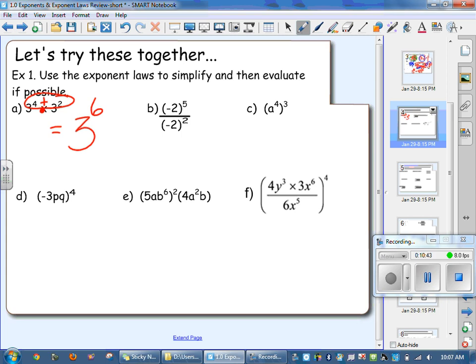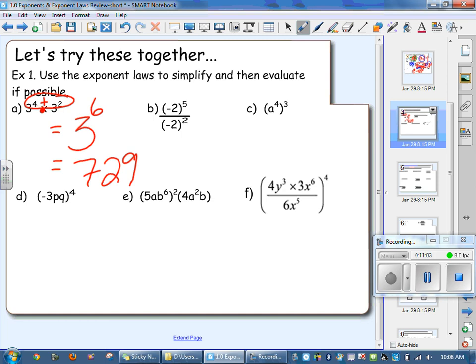729, perfect. Okay. 729. Now, if we take a look at letter B, the brackets are serving a purpose. The brackets' purpose is to tell us that our base is a negative digit. So I've got a -2 for a base.